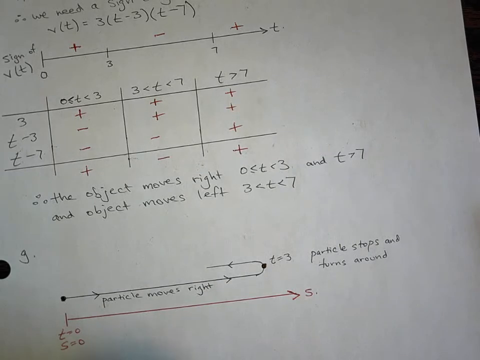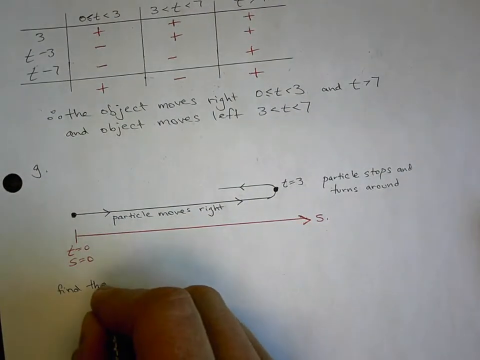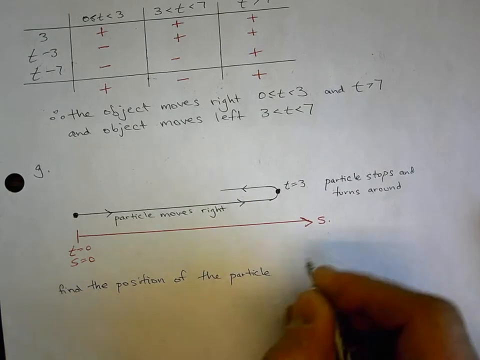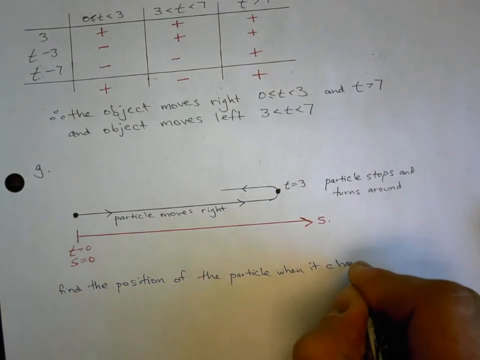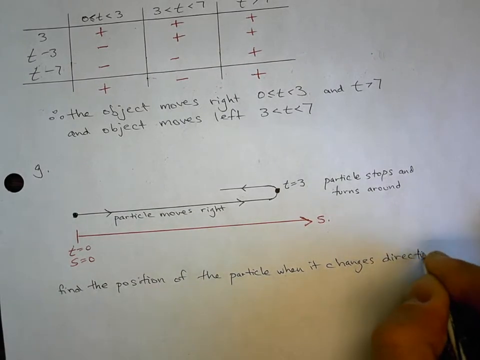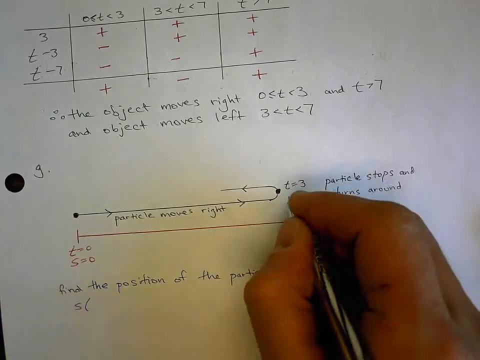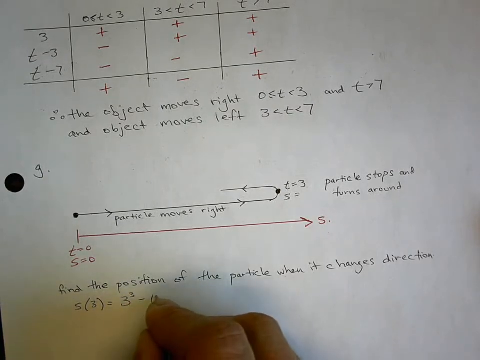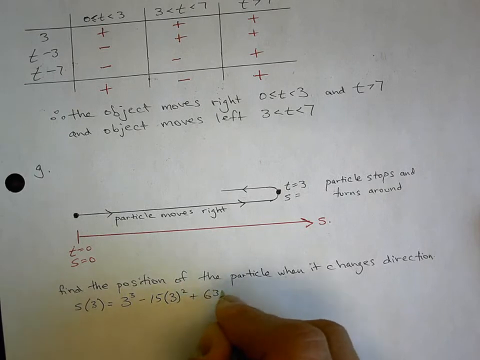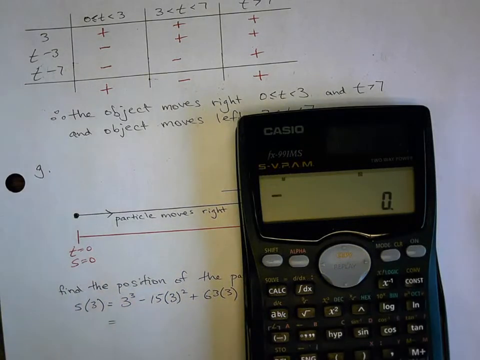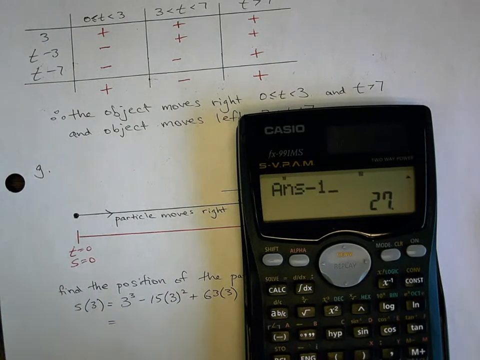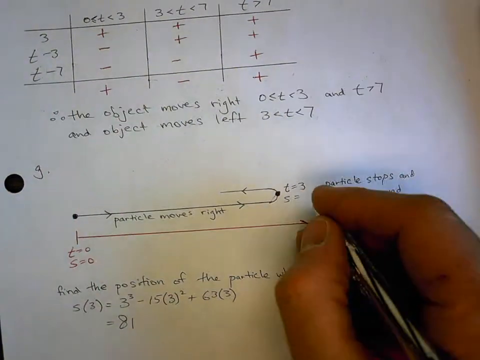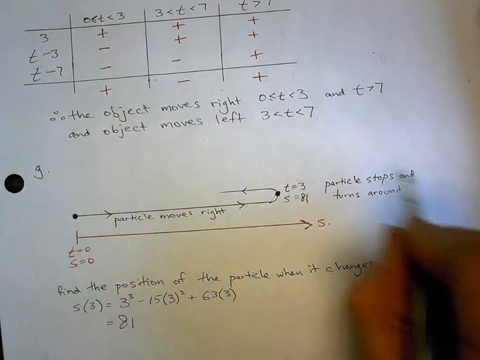So let me just figure some things out. I just need to know some of these positions. So find the position of the particle when it changes direction. So s at 3, at this point, what is the position? Well, s at 3 is equal to, I'm going to sub this into my function, so it's 3 cubed minus 15 times 3 squared plus 63 times 3. Let me just do the math here. So that's 3 to the power of 3 minus 15 times 9 plus 63 times 3. That gives me positive 81. So I know that at time equals 3, I'm 81 meters to the right when I turn around.